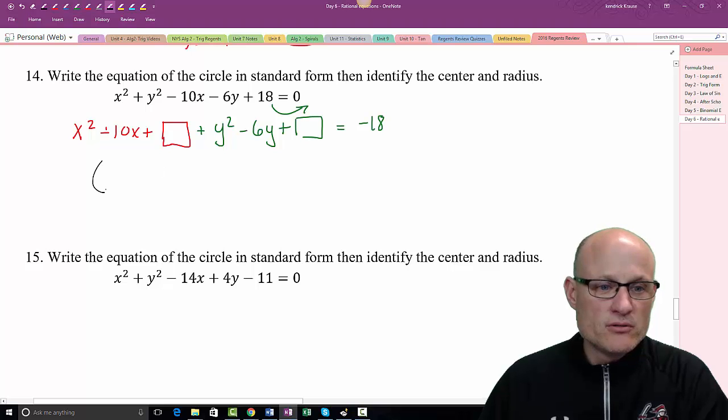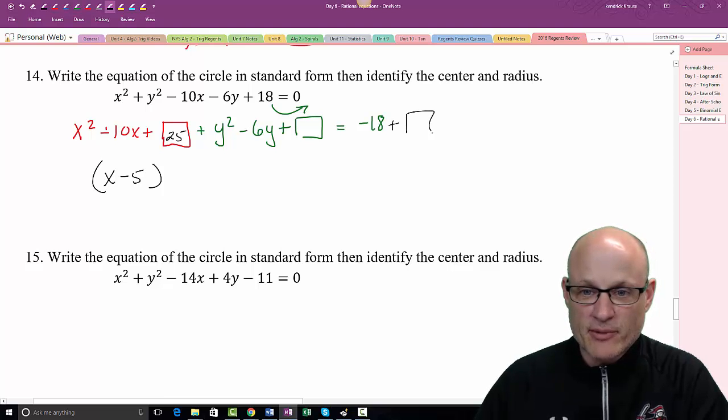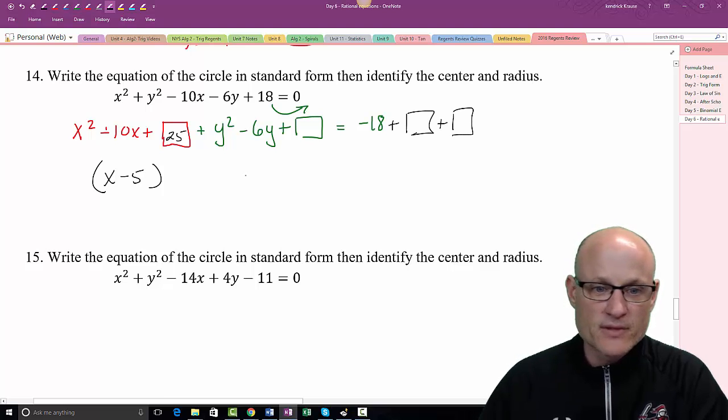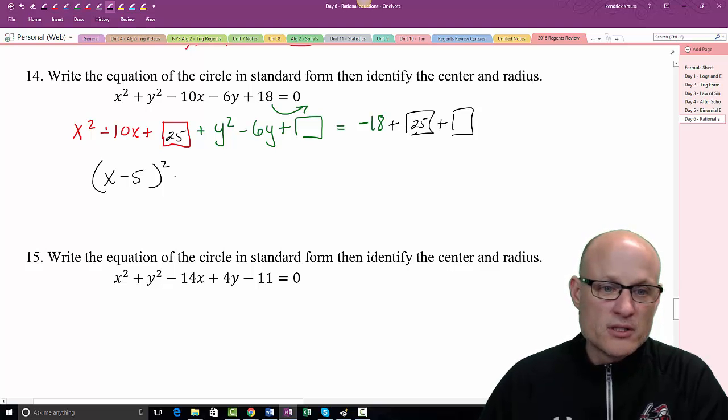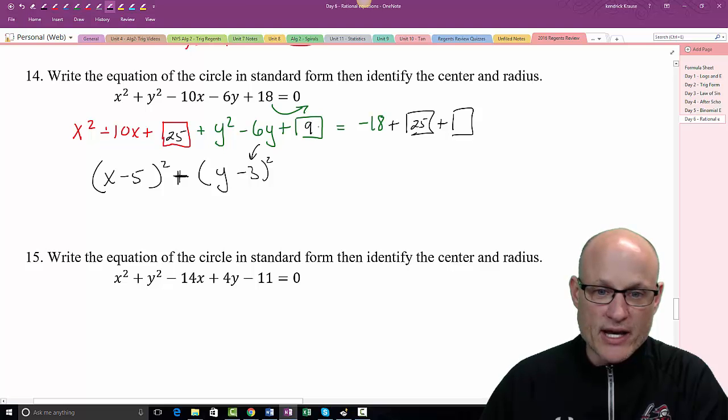Half the middle, x minus 5 squared, is 25. Oh, wait, we put 2 boxes on that side, so we better put 2 boxes over here. I'll put 25, I'll put 25. Plus, everybody forgets that plus sign right there. That's a big one. Y minus 3, half of that, squared equals 9 and 9.